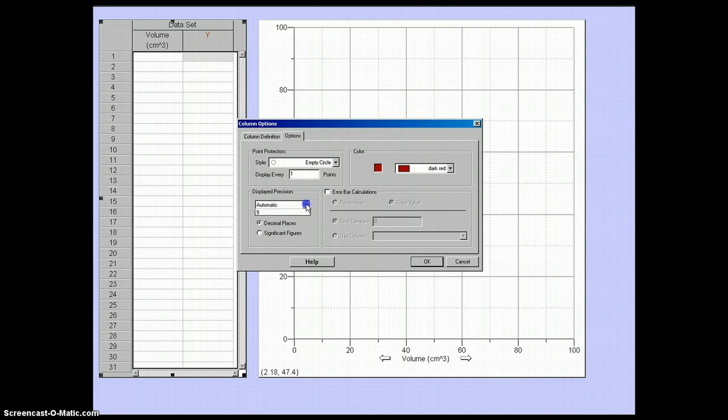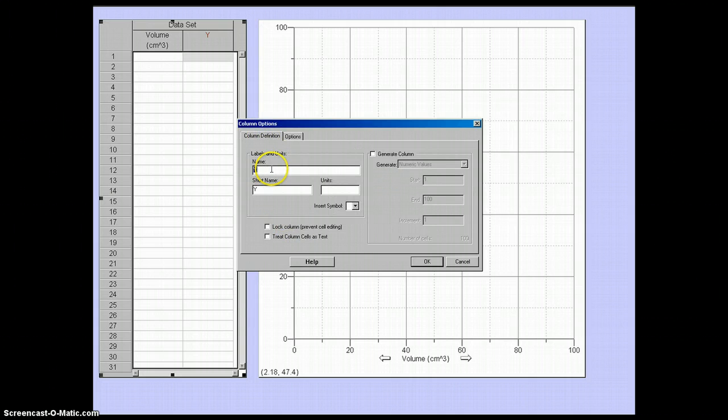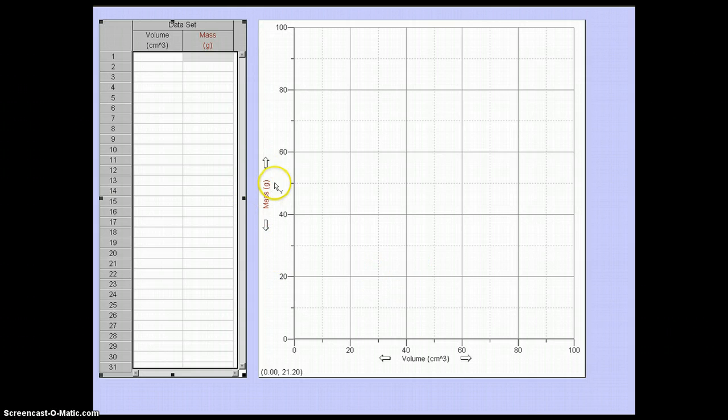I'll just double check here. We're starting kind of opposite here, but 1 decimal place for our information out of our data table. And this is going to be mass. Short name is small m in physics, and units in grams. Okay, click OK. And our y-axis is now also pre-labeled and ready to go.